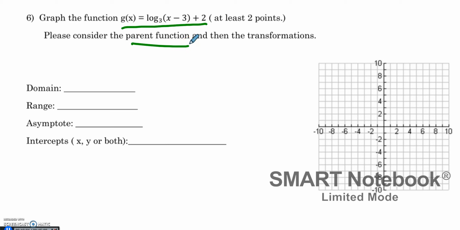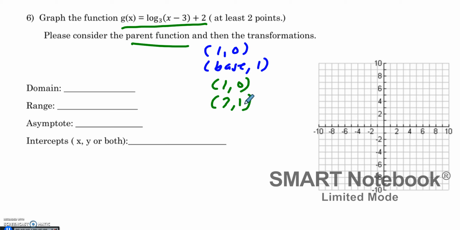Now, what I like about logs with the parent function is we have 2 points that we always use for logs. One of them is (1, 0), and the other one is (the base, 1). So our 2 main points would be (1, 0), and the base of this log is 3, so it would be (3, 1). And so these would be the points of the parent function. So I'll make a note here that all of this has to do with the parent function.